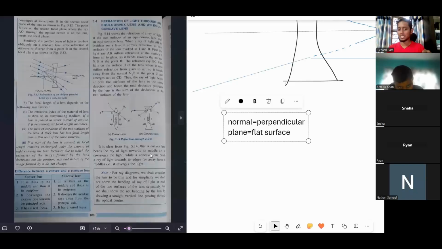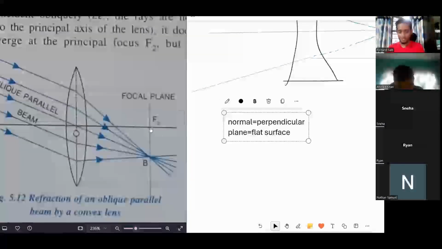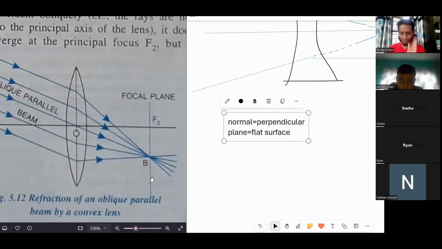Where will they meet? This is F2. They're not meeting at F2. They're meeting at the focal plane. Means on that same line of F2, they're meeting down here. You understand? If they were parallel to the principal axis, they would have met exactly at F2. But since this went up, the F2 came down. Down, but in the same line of where F2 is.